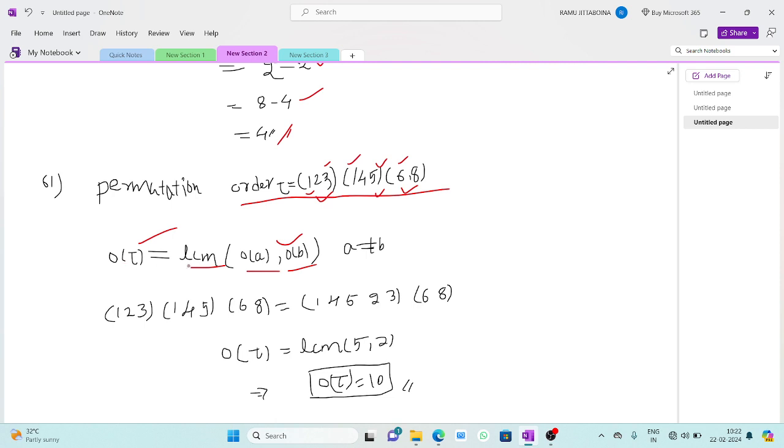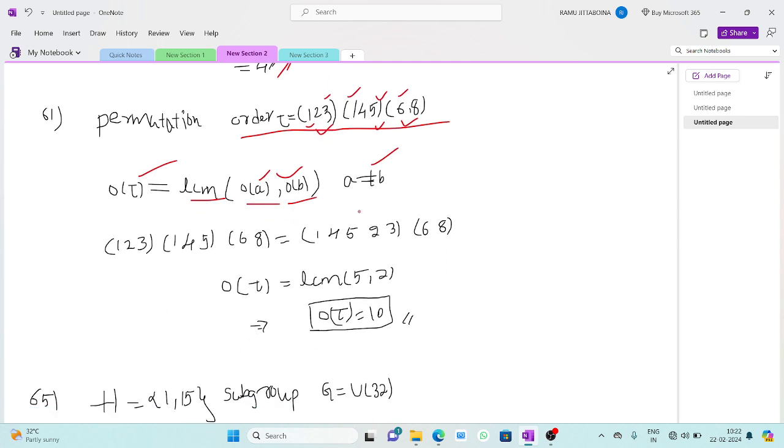The order of tau is the LCM of the order of A and the order of B, and here the cycles A and B are distinct. What I did: these two cycles contain a common element, 1. So I just multiplied the two cycles and got 1, 4, 5, 2, 3. You just multiply these two cycles, and you get it this way.